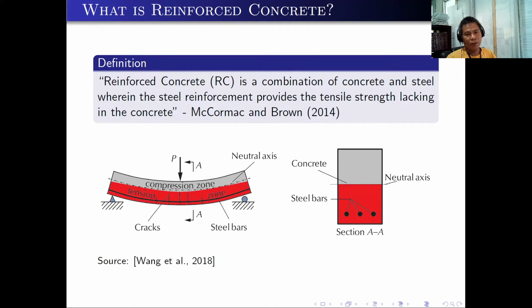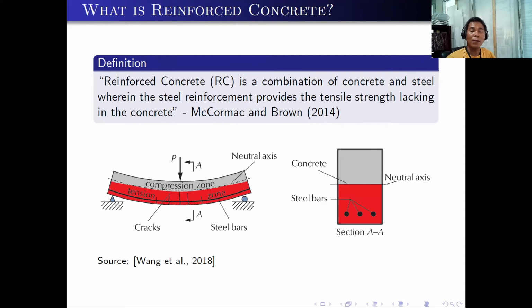So what is reinforced concrete then? By definition, reinforced concrete, or RC in short, is a combination of concrete and steel wherein the steel reinforcement provides the tensile strength lacking in the concrete. As you can see in the figure below, the top portion is in compression and the bottom is in tension, where the cracks start at the midspan of the beam and propagate upward. At the same time, cracks towards the supports will also form as we continue to increase the loading P at the midspan.